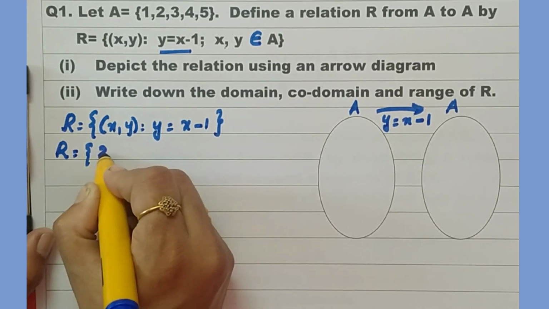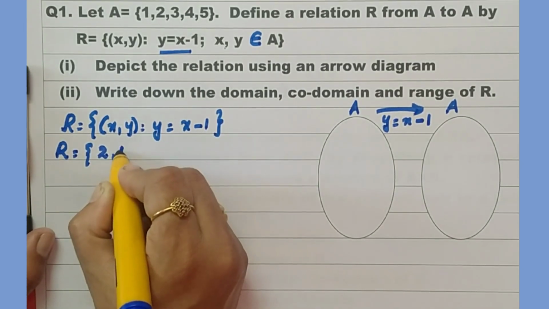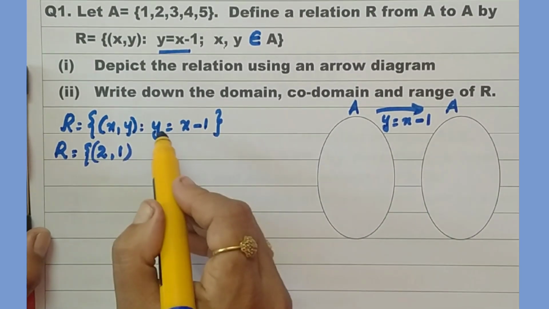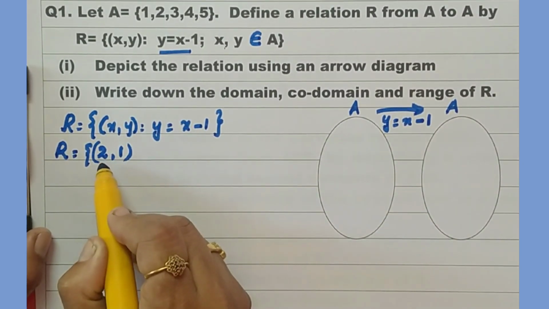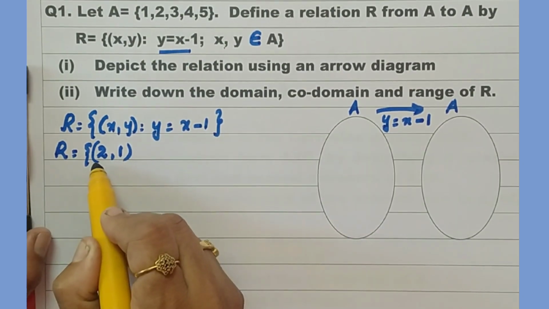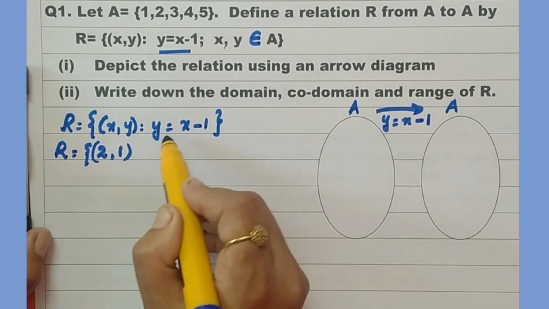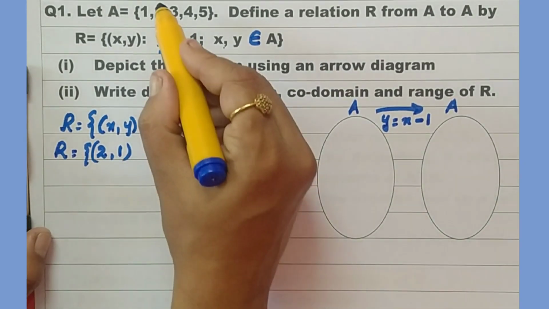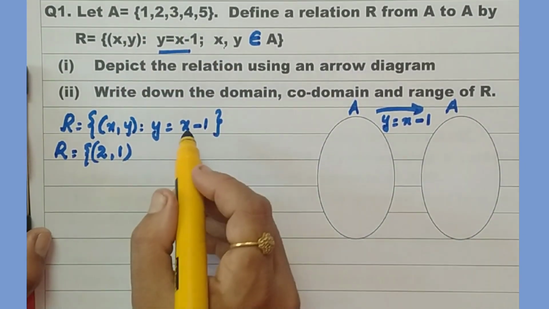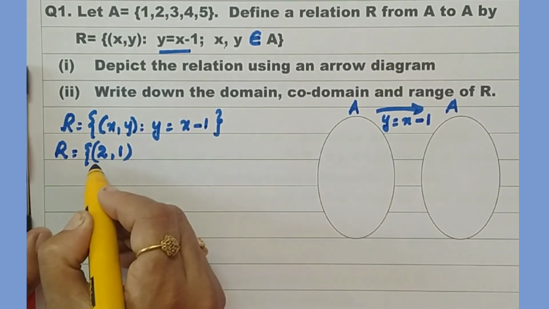X as 2, then y comes as 1. Am I right? Why? Because y, the second element, y equals the first element x minus 1. Here, you can't write the first element as 1. Why? Because then the second element will be 1 minus 1, which is 0, which is not an element in A. So, I am going to write the value of x as 2.